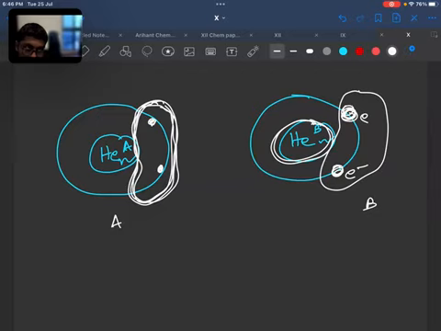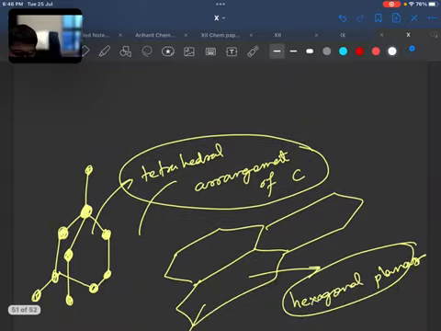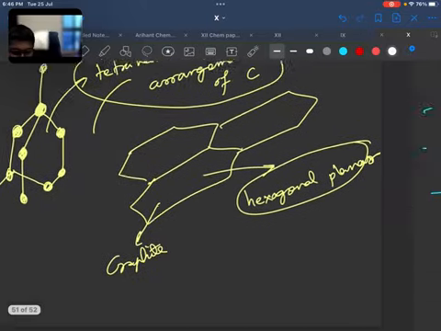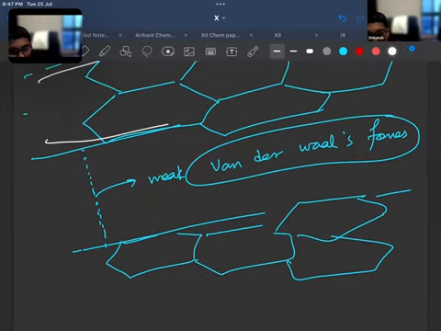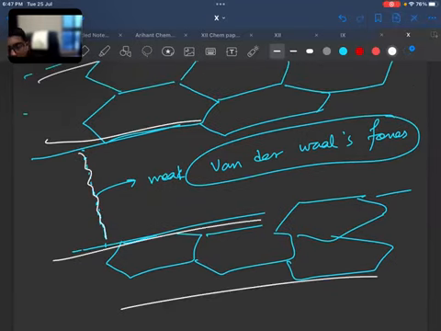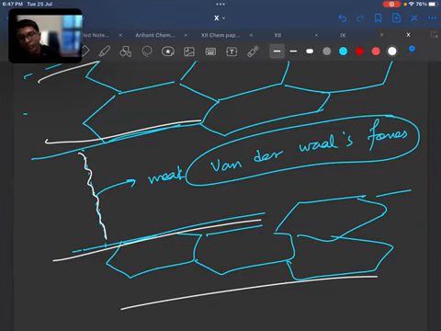That's why it is weak. That's why graphite is very weak. Are you getting it? Yeah. That's why it is used as a lubricant, because these van der Waals forces are not strong enough to hold these two particular layers. That's why you can easily break it. Weak forces. Right. Okay. So I hope you understood the difference between graphite and diamond, the structure.